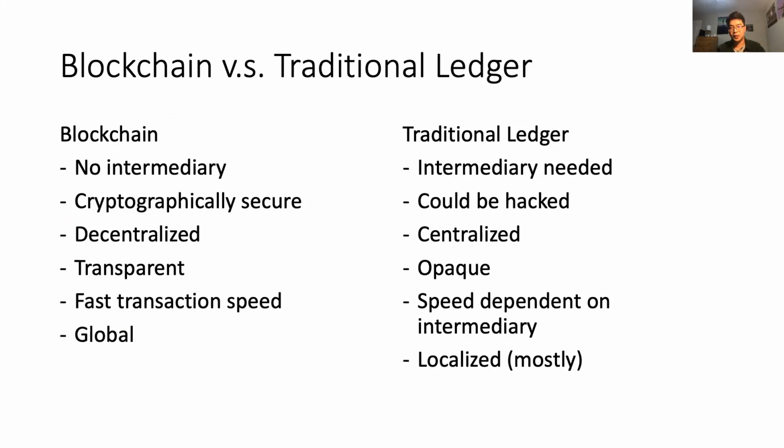Whereas with a traditional ledger, an intermediary is needed. So you need a middleman to show how the ledger works, to store the ledgers themselves. It could be hacked. So it's not backed by cryptography, and it's centralized and opaque. So not everyone has access to the transaction. Not everyone can see what's going on. The speed depends on the intermediary. Some people work faster than others, but if you've ever sent a wire transfer, it takes quite a few days. So it's not very fast at all. Whereas if you're sending a transaction through, say, the Bitcoin Lightning Network, it gets there in seconds, right? Or Solana or Ethereum gets it pretty fast. And lastly, it's mostly localized. So these are some of the advantages of blockchain compared to traditional ledgers.